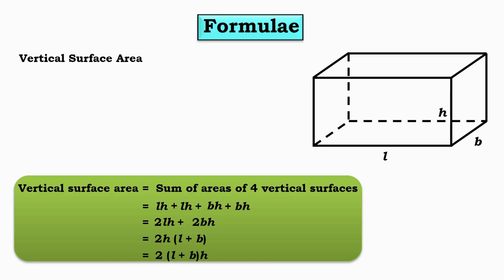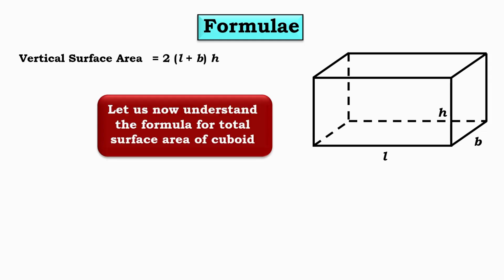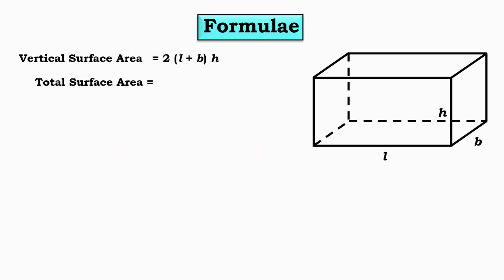Or we can also write it as 2 into L plus B into H. Okay. So this is the vertical surface area of a cuboid. Now let us understand the formula for the total surface area of the cuboid. What do you mean by total surface area? So let us first understand that.